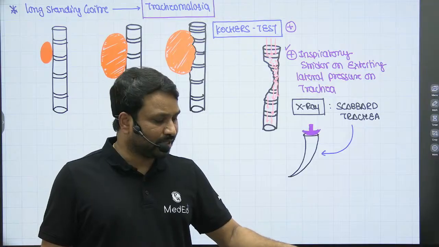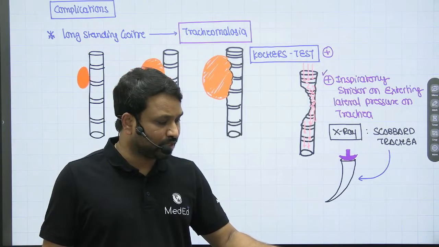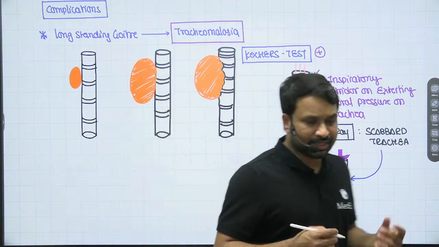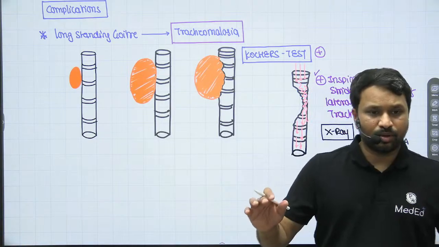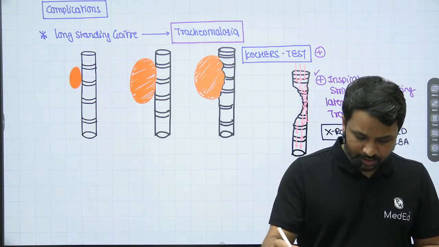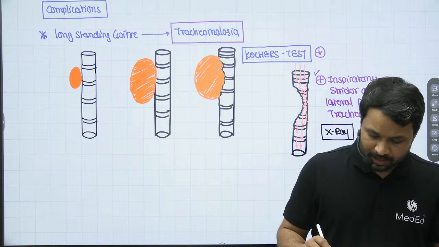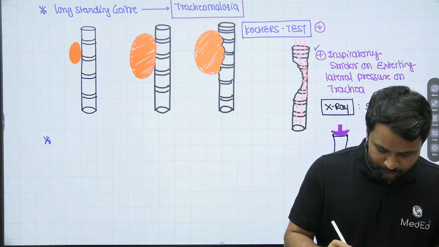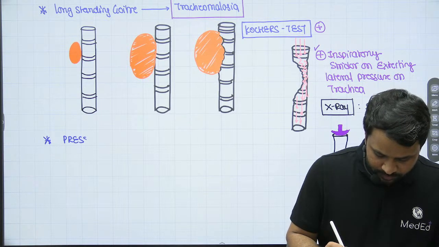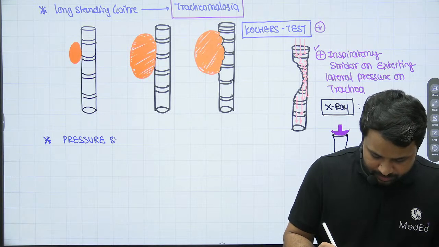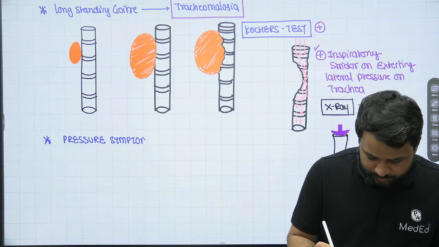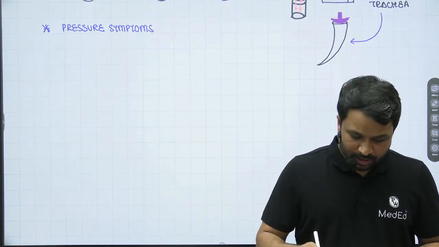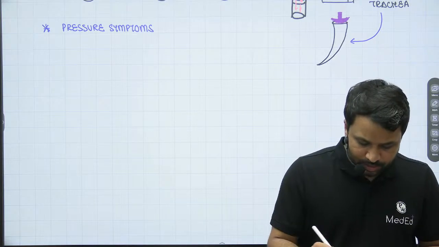So the first complication that we can talk about is tracheomalacia. And this is the whole story about the tracheomalacia that you can see, right? So a long-standing goiter can result in tracheomalacia. Another problem that a long-standing goiter can result in is that it can cause pressure symptoms. Now, what are these pressure symptoms, right? Again, we'll not try to memorize anything. We'll try to understand logically.